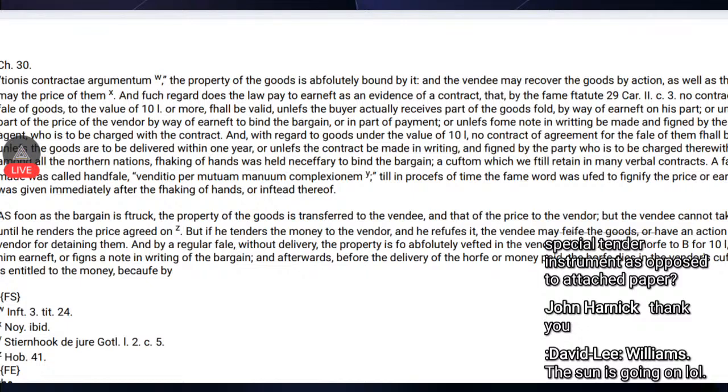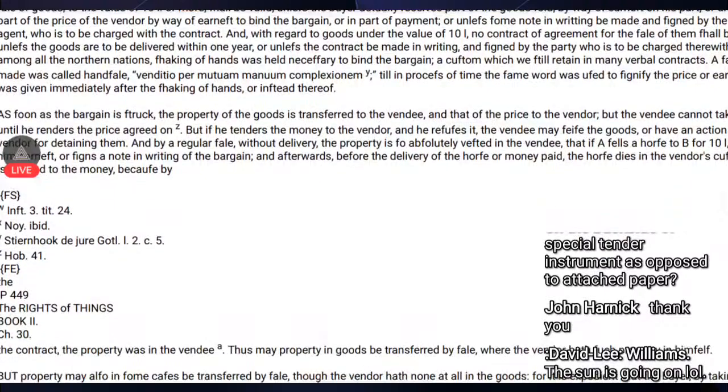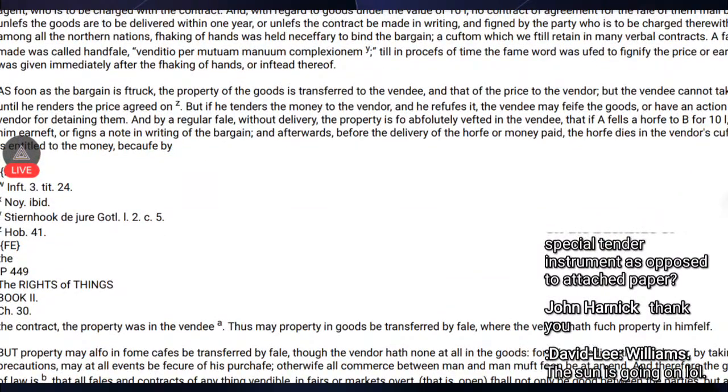And with regard to goods under the value of 10, I don't know if that's pounds or what, no contract of agreement for the sale of them shall be valid unless the goods are delivered within 1 year, or unless the contract be made in writing, signed by the party who is to be charged therewith. Anciently among the northern nations, shaking of hands was held necessary to bind the bargain, a custom which we still retain in many verbal contracts.